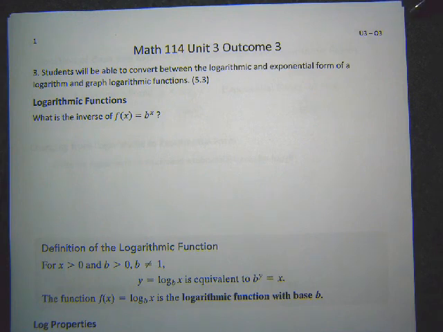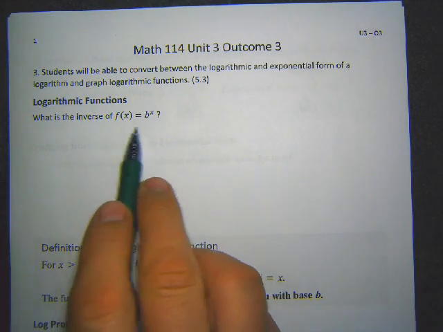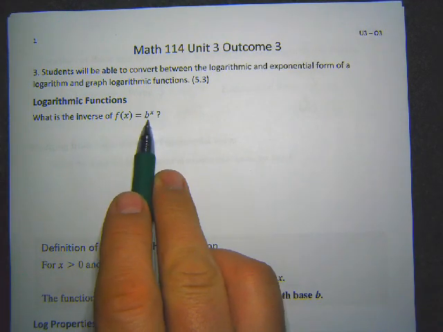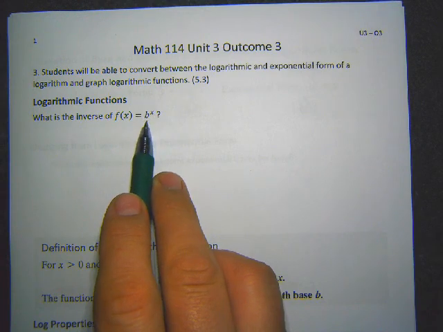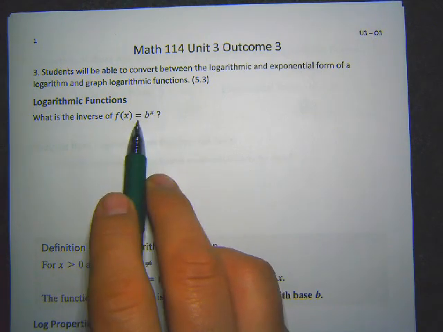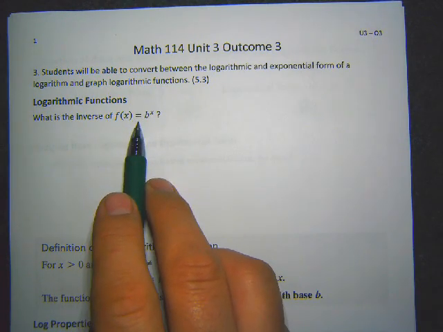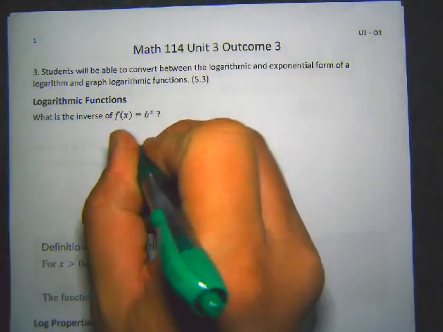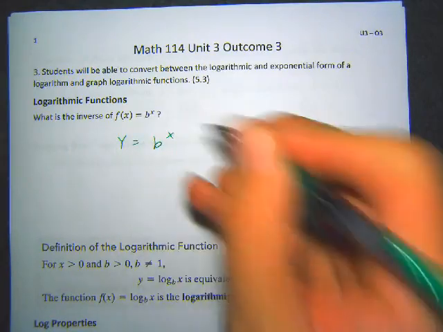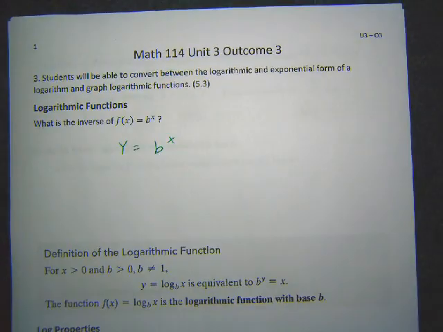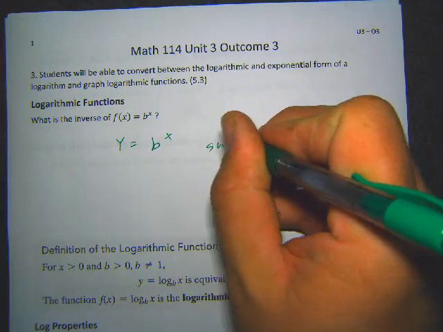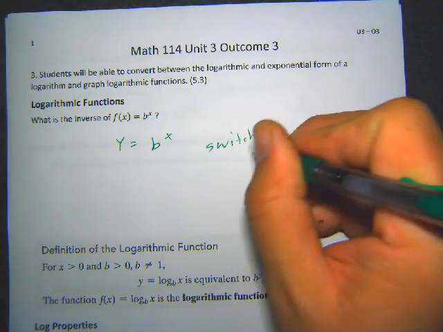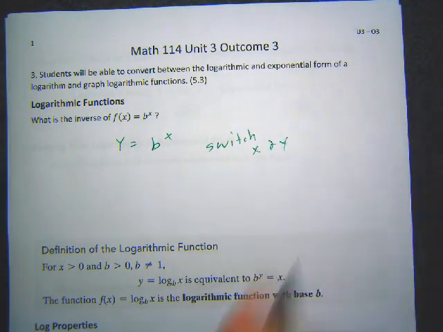So this time, the idea of this section of notes is to talk about the inverse of these exponential functions. An exponential function looks like this, where b is a positive number other than 1. If we want to find the inverse, remember the way we find the inverse is, first off, we write this as y equals, because that makes it a little easier to solve. And then we switch x and y, right? That was the big trick when trying to find the inverse.